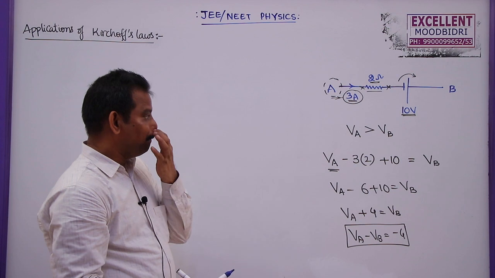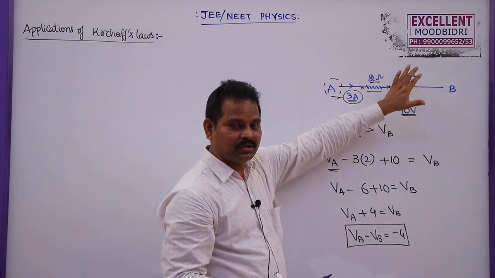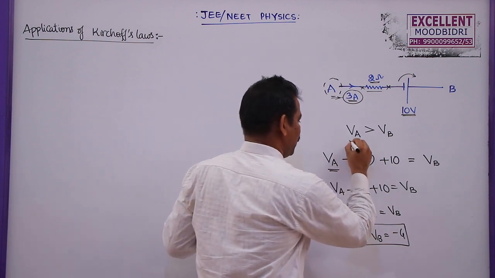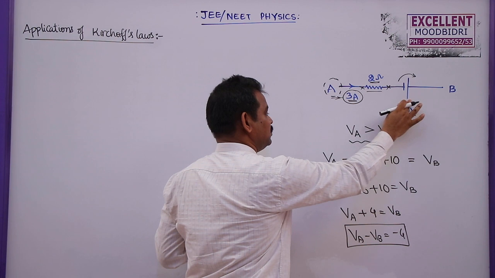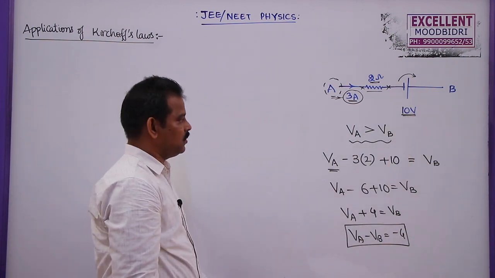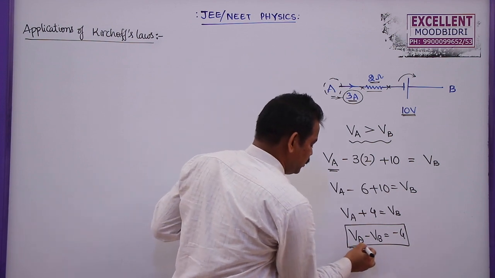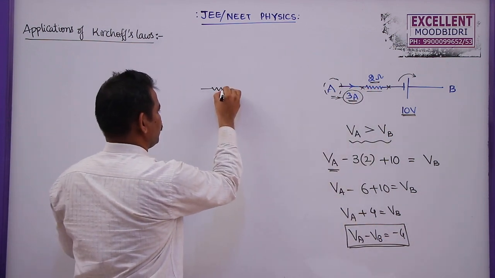So here, if the voltage source is not present in this one, VA is always greater than VB. As another voltage source is added here, the voltage at B will be greater than this one. So we can write VA minus VB is minus 4. Suppose in the same problem, let me take one more problem.